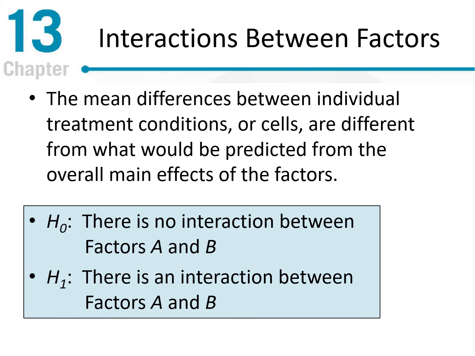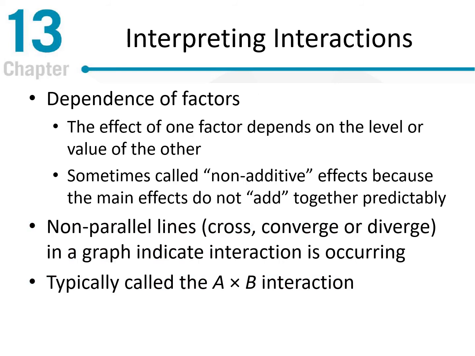Or the way the text talks about it, it says basically the patterns of mean differences in the groups are different than what you would expect by looking at the main effects. You can see that better when I show you the table. The null hypothesis for the interaction term is that there's no interaction effect, and the alternative is that there is an interaction effect. Simple as that. So when the effect of one factor depends on the level of another factor, it's called an interaction effect.